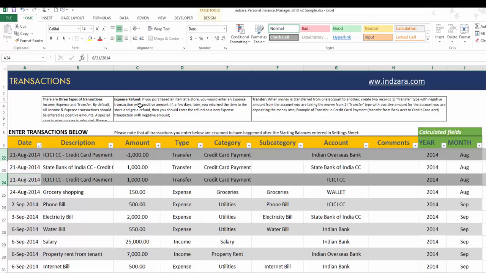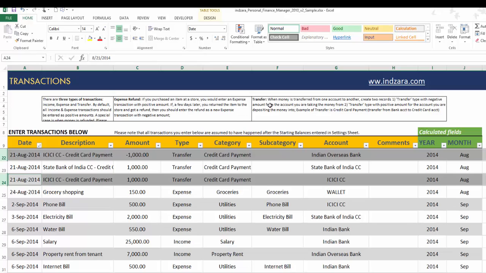Another case, a refund transaction, where you purchased something at a store and then a few days later you return the item. When you made the purchase, you enter a positive value expense. But if you returned the item and the store gave you a refund, put that as an expense with a negative value. And I have a note here which explains why. So please make sure that you consider that.